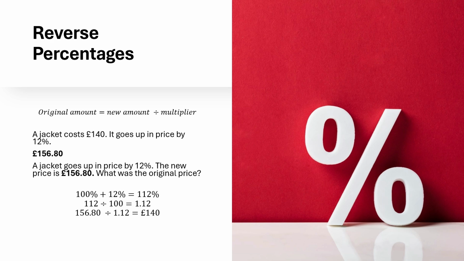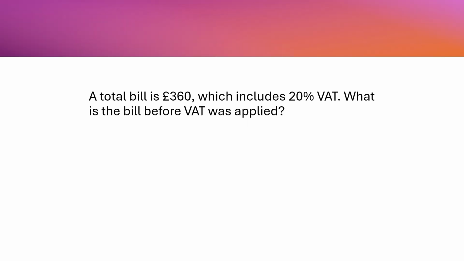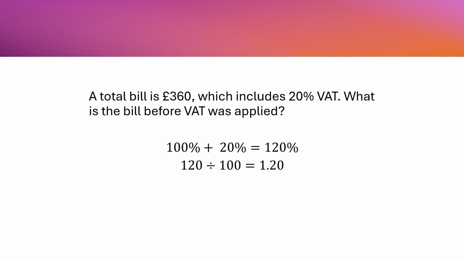Another example. A total bill is £360, which includes 20% VAT. What is the bill before VAT was applied? Step 1. Find the VAT multiplier. For 20% VAT, the multiplier is 1.20, because 100% plus 20% equals 120%, and 120% as a decimal is 1.20. Step 2. Divide the total price by the multiplier. £360 divided by 1.20 equals £300. So, the price before VAT is £300.